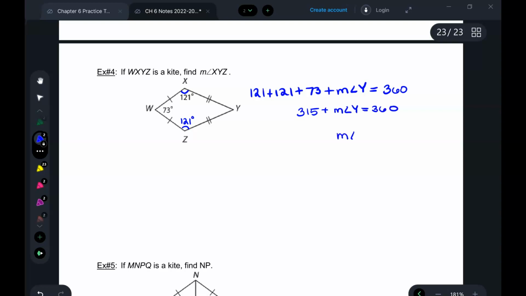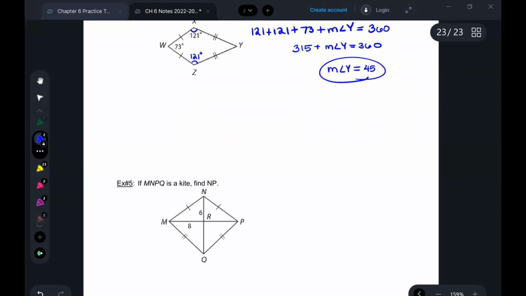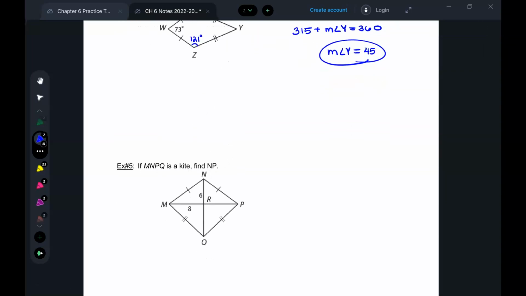What's 360 minus 315? 45. Okay, last one. M and P are congruent. So it's 45? So what do we know about the diagonals of a kite? They are perpendicular. So we're gonna do Pythagorean. Is that a hypotenuse?